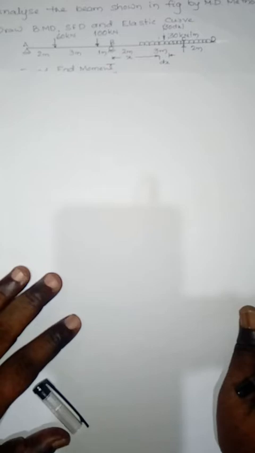a UDL of 30 kilonewton per meter over a length of 3 meter from support C, and a small portion of the beam is extended beyond the support from C to D, that is 2 meter, and is subjected to 30 kilonewton per meter UDL.